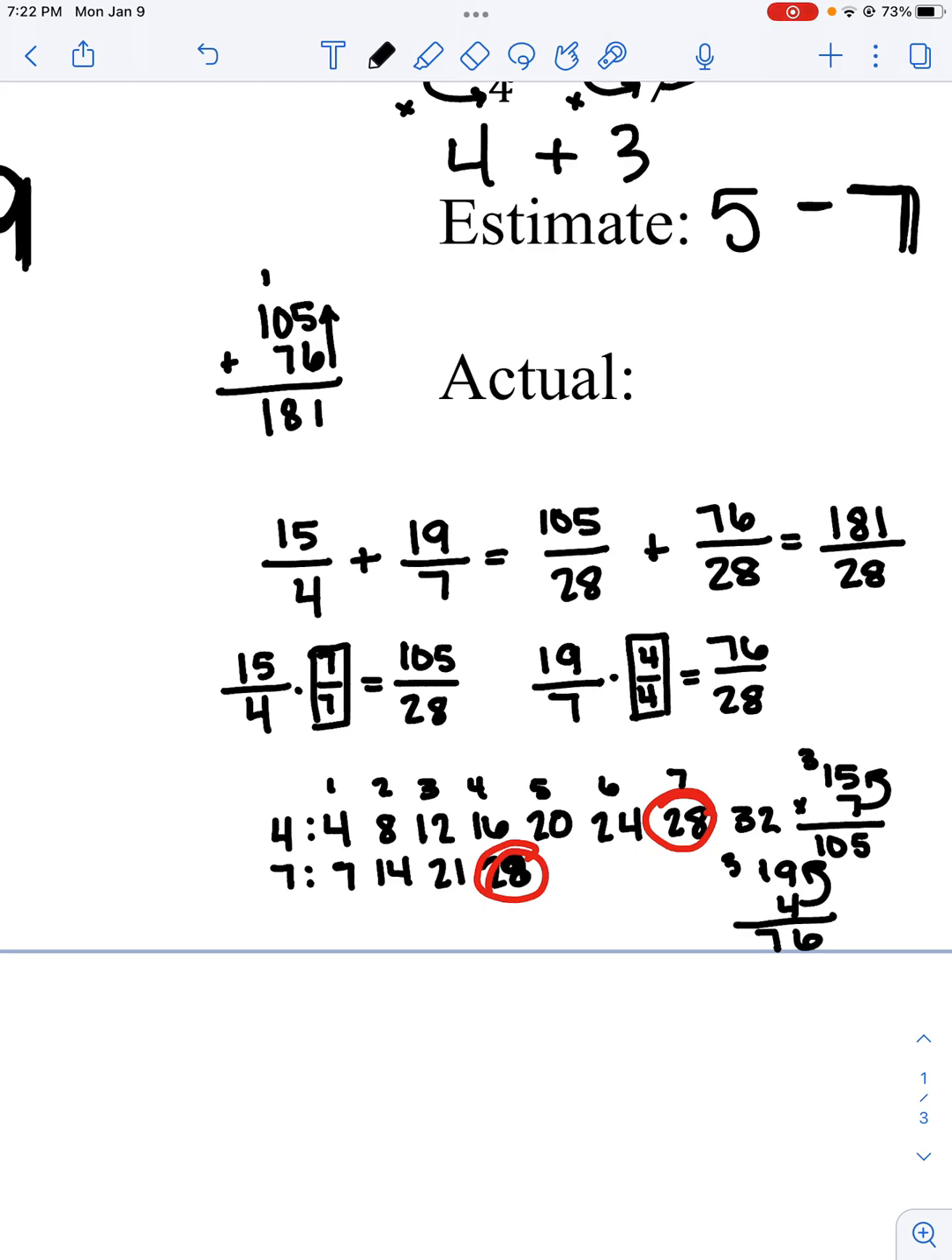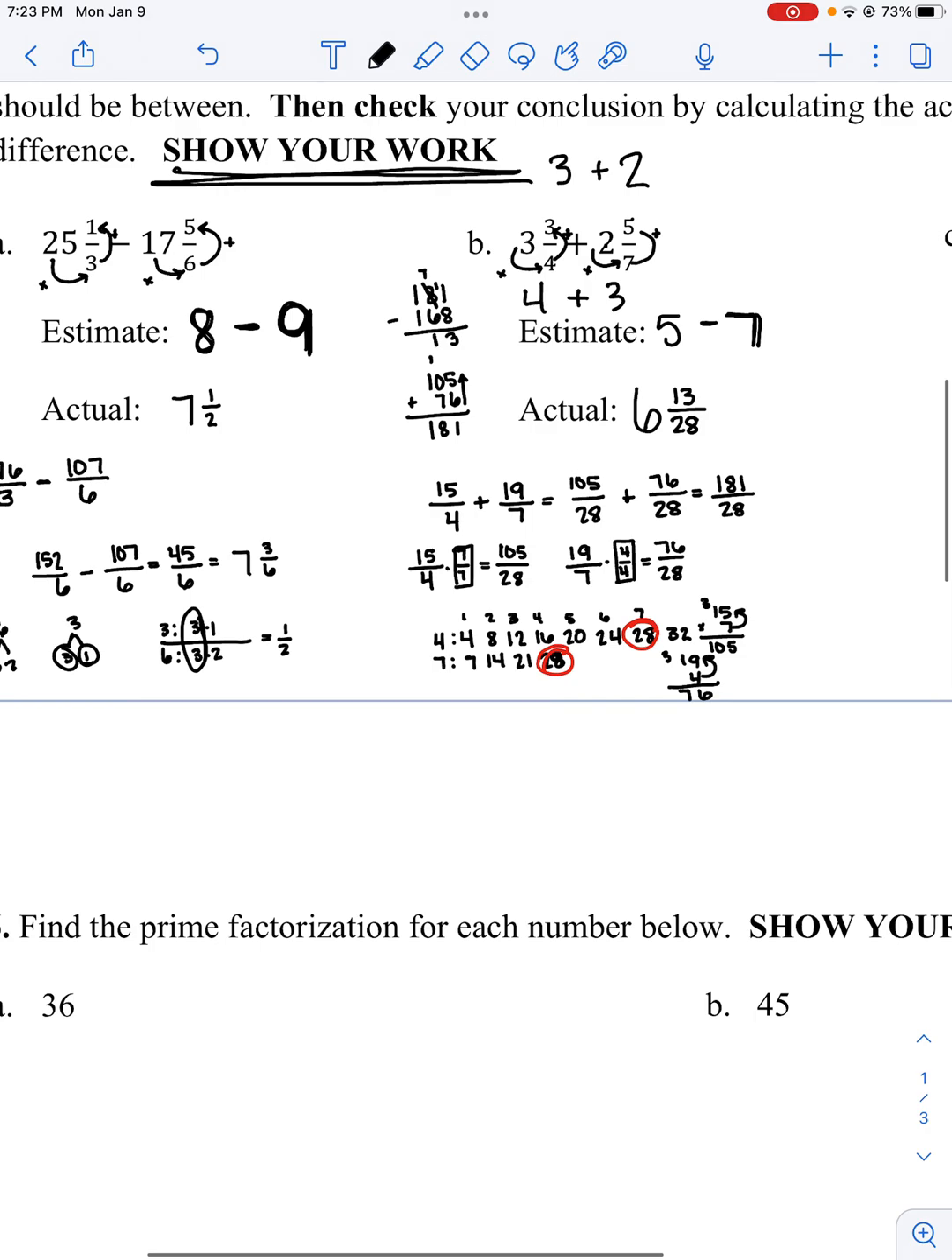Okay, so we can also use a calculator. 181 divided by 28 is 6 and a decimal. So I know that my whole number is going to be 6. Now, 28 times 6 is 168. So I'm going to take 181 and subtract 168. I borrow from my 80. 11 minus 8 is 3. 7 minus 6 is 1. So I'm going to have 13 out of 28 left over. We were right within our estimate.